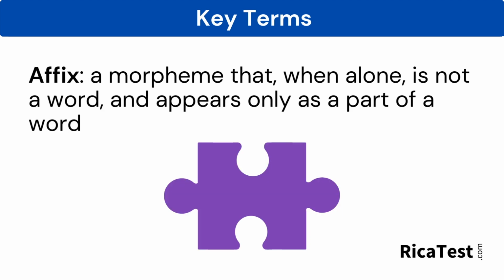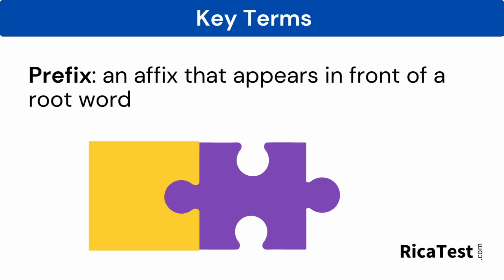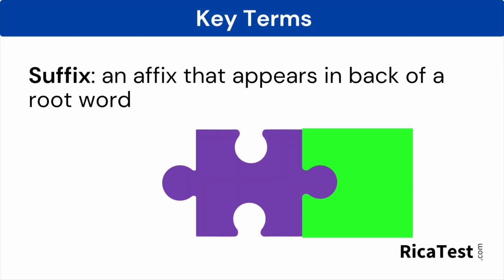An affix is a morpheme that, when alone, is not a word and appears only as part of a word. There are two types of affixes. The first is a prefix, which is an affix that appears in front of a root word. The second type of affix is called the suffix, which is an affix that appears at the end of a root word, such as ly in likely.